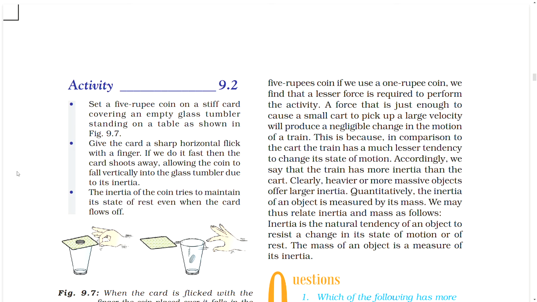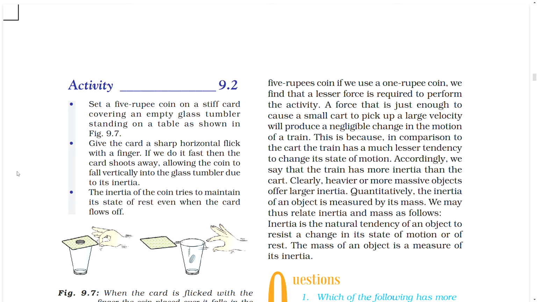A force that is just enough to cause a small car to pick up a large velocity will produce a negligible change in the motion of a train. This is because in comparison to the car, the train has a much lesser tendency to change its state of motion. Accordingly, we say that the train has more inertia than the car. Clearly, heavier or more massive objects offer larger inertia.